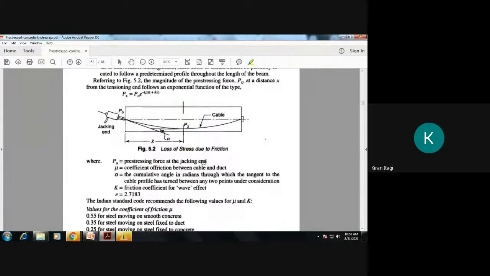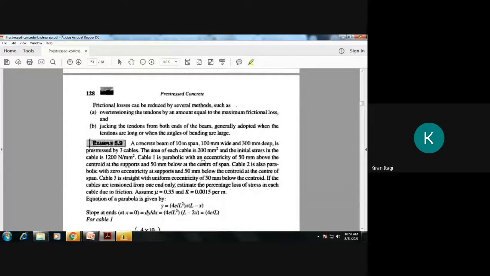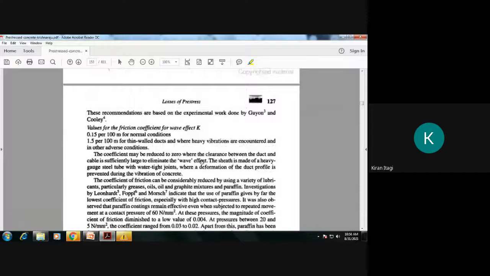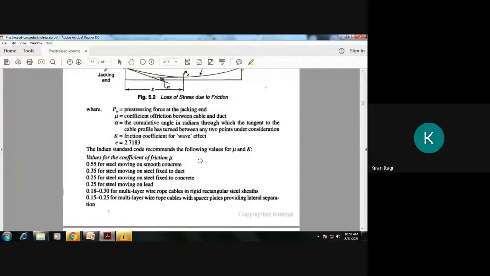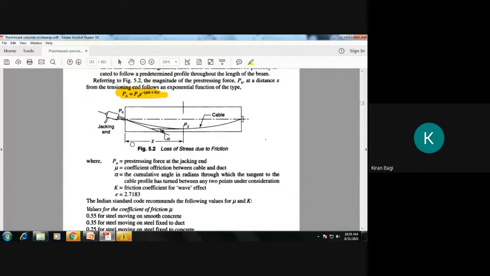Then loss due to friction, which is available only in post-tensioned concrete, not in pre-tensioned concrete. So the formula will be P equals P naught into e raised to minus (mu alpha plus K x). We will see what mu, alpha and K are while solving the numerical.